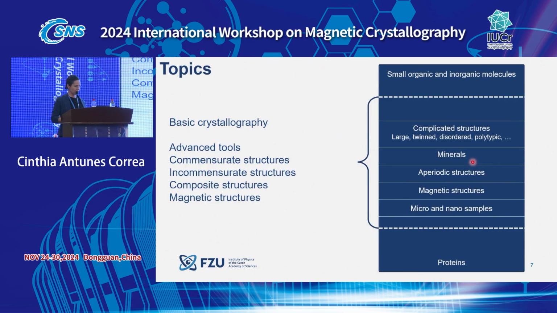It can cover basic crystallography for simple structures, from small molecules, a small part of it, to more complicated structures: disordered, twinned, as I mentioned, aperiodic structures, magnetic structures, from micro and nano crystals, and a bit of proteins. What we cannot handle is big proteins.